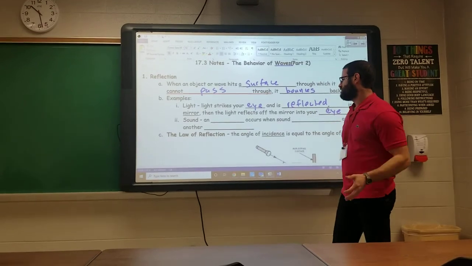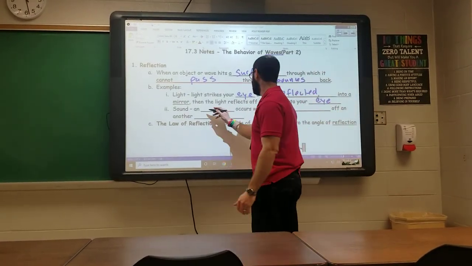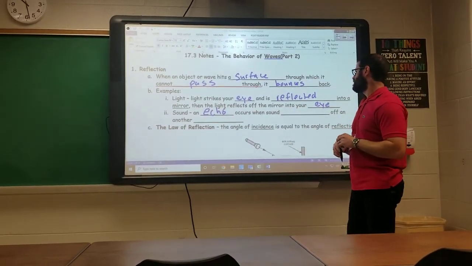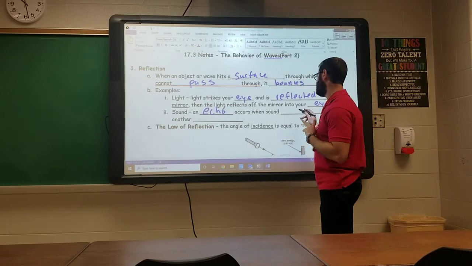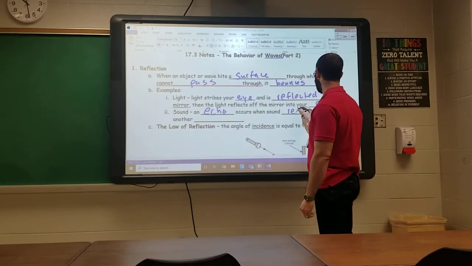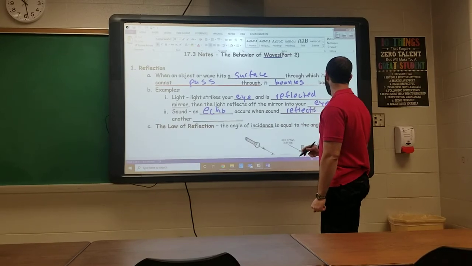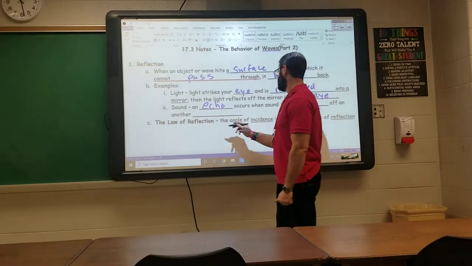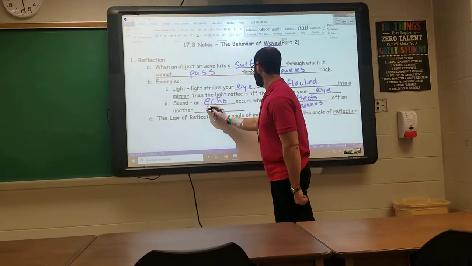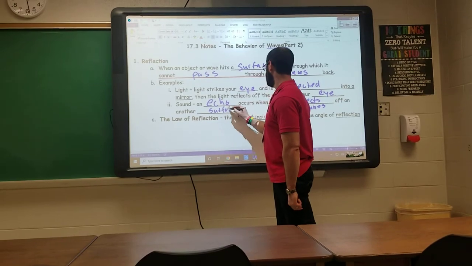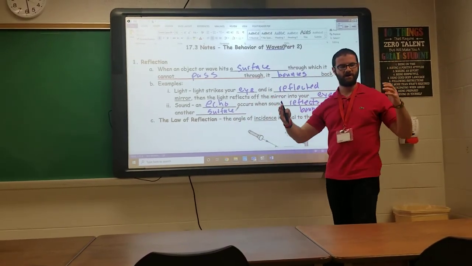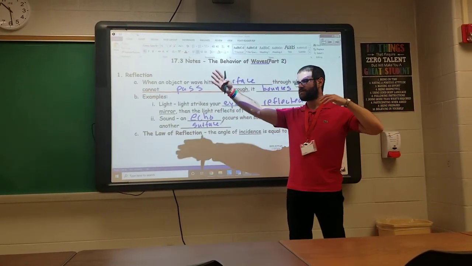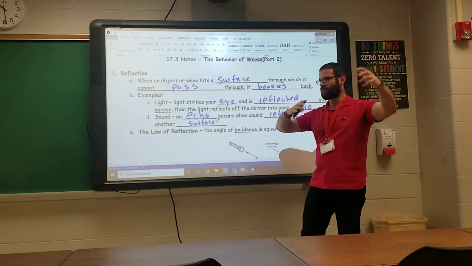Sound, reflection of sound we can talk about in terms of what we call an echo. And I'm sure we've heard that term before, an echo. So that occurs when sound reflects or bounces off another surface. So right now, the room is empty, and my voice is reflecting, or echoing, off of all the surfaces.